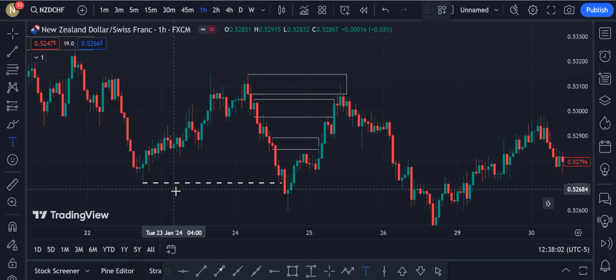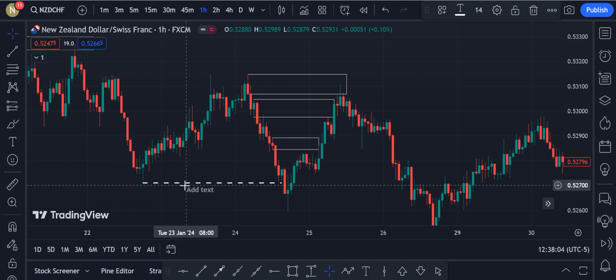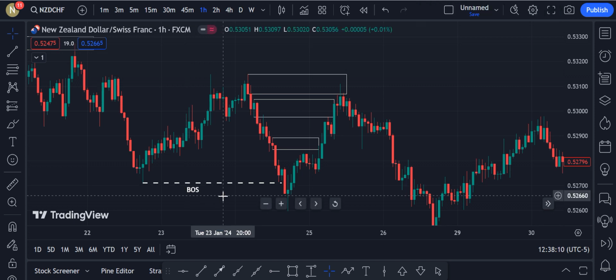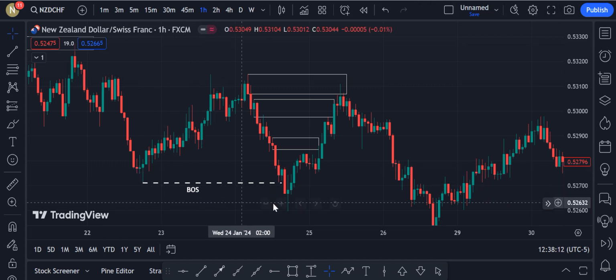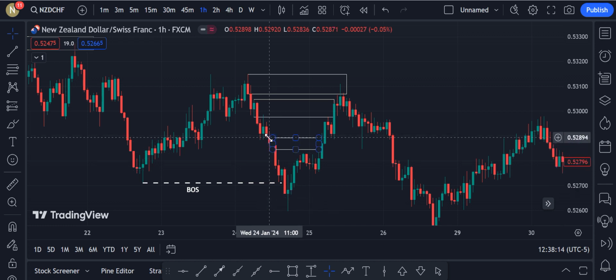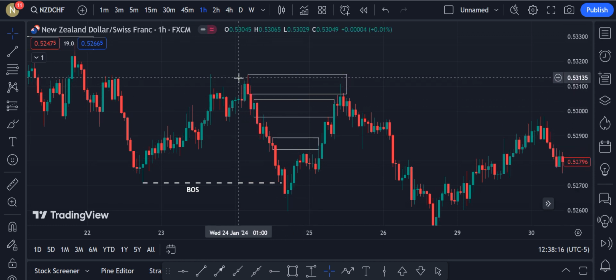If someone could label it, you could just say BOS, a break of structure. Once there is a break of structure, I told you, always look before it. You'll find valid, strong order blocks. And then start considering the properties that we've talked about to identify the good ones that you're to spot.